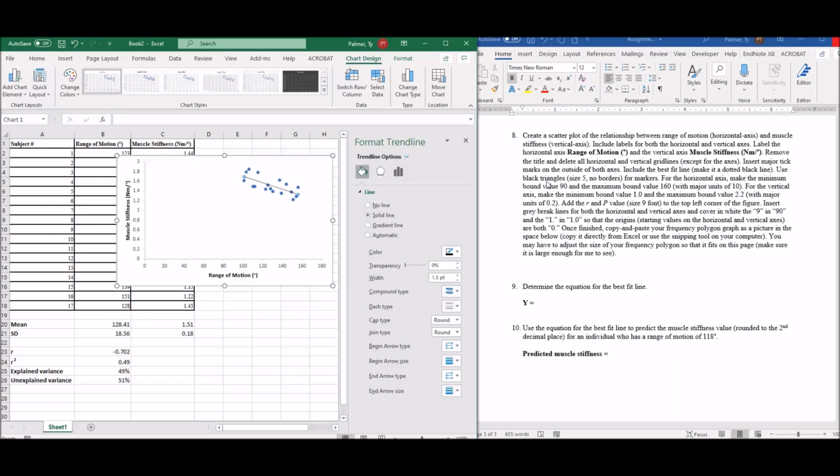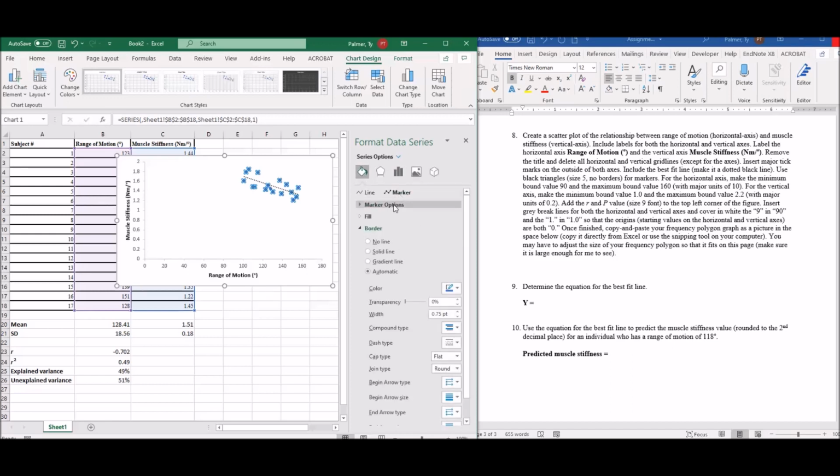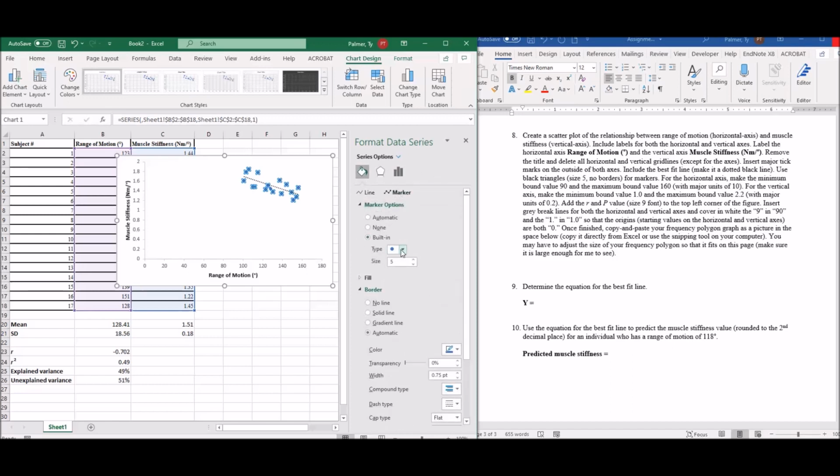It says next, use black triangles for markers, size 5, no borders. And so these are the markers here, the data points. Notice that they're circles right now. We need to change them to triangles. You can click, and that should highlight all of the data points as I've done here. Once all the data points are highlighted, go to right click, go to Format Data Series, go to Paint Bucket, go to Marker, go to Marker Options, go to Built-in, and then change the type to triangles, which is this selection here. Make sure it's size 5, right?